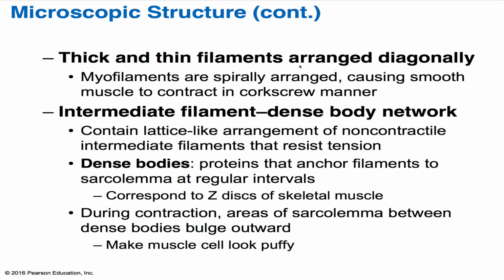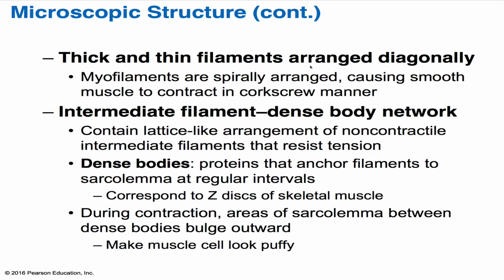Smooth muscle fibers contain a lattice-like arrangement of non-contractile intermediate filaments that resist tension. They attach at regular intervals to cytoplasmic structures called dense bodies. Now, these dense bodies, which are also tethered to the sarcolemma, act as anchoring points for the thin filaments, and therefore they correspond to the Z-discs of skeletal muscle.